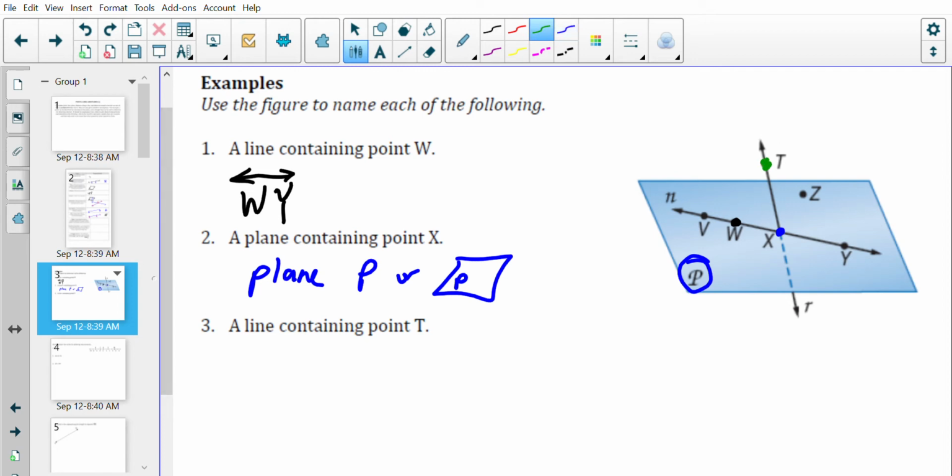So T is over here. Just like up above, we have the symbolage for line, line T. And then I need one other point on this line. The only other letter they gave us is X. So line TX.